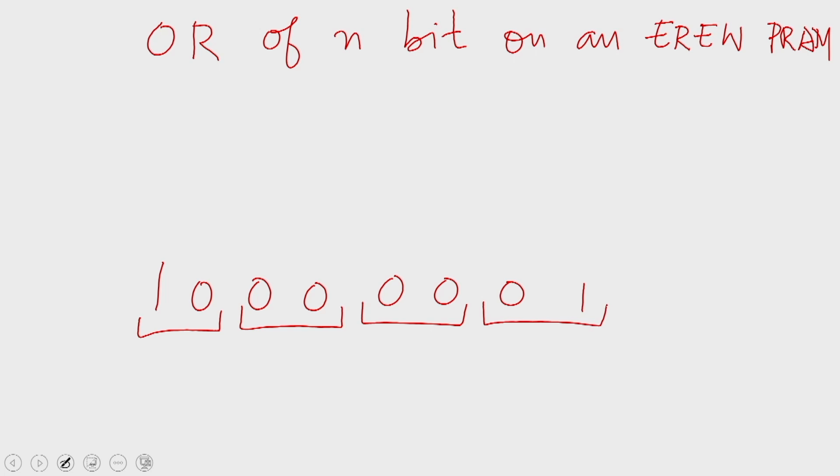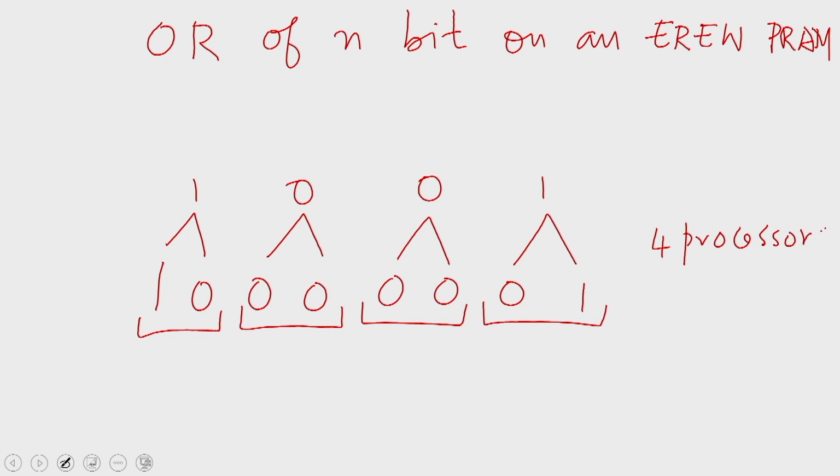Then let us say we have 4 processors. Using these 4 processors, we find the OR of these pairs. So, here we find that the OR is 1, here we find that the OR is 0, here again we find that the OR is 0, and here we find that the OR is 1. So, we had started with 8 bits, now we are reduced to 4 bits. If we find the OR of these 4 bits, we would have the OR of the original 8 bits. So, the size of the problem has been reduced by a factor of 2 using 4 processors. We deputed one processor for each odd-even pair.